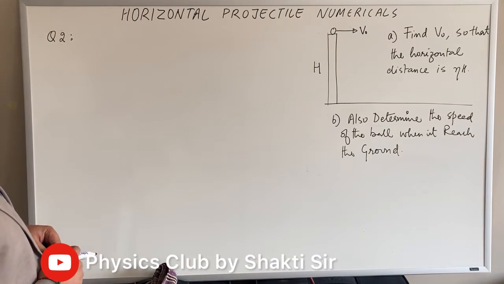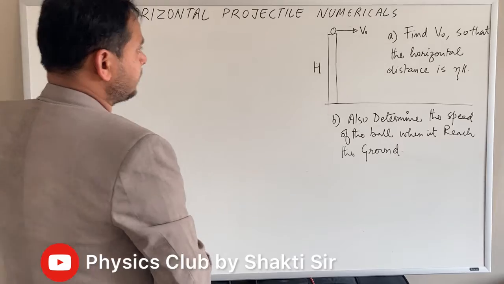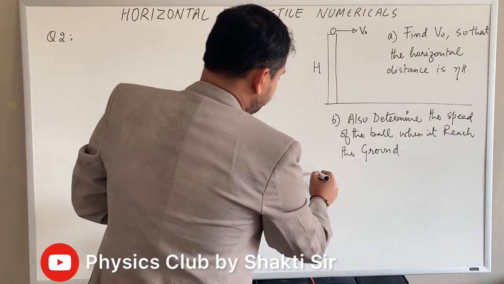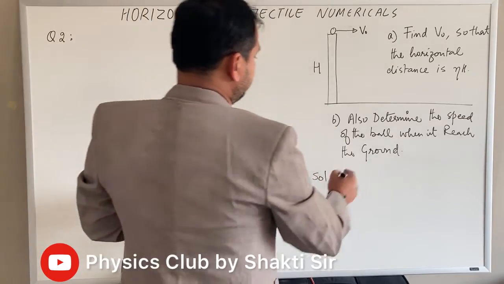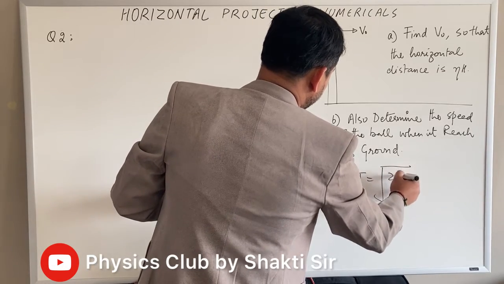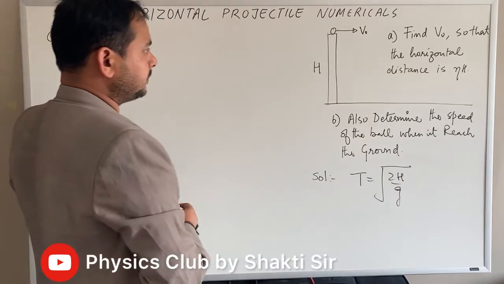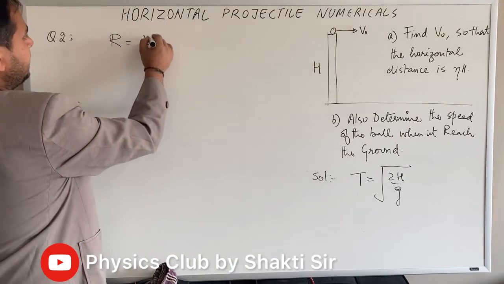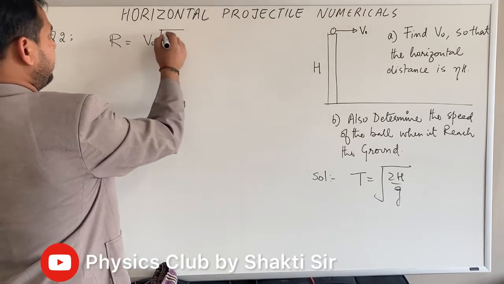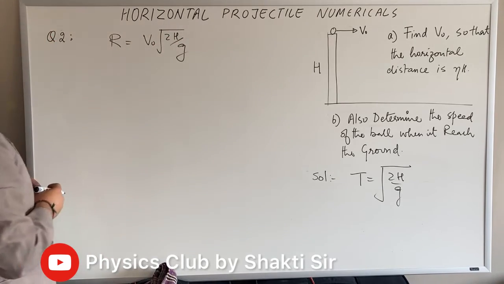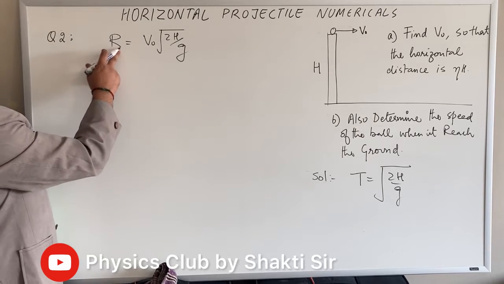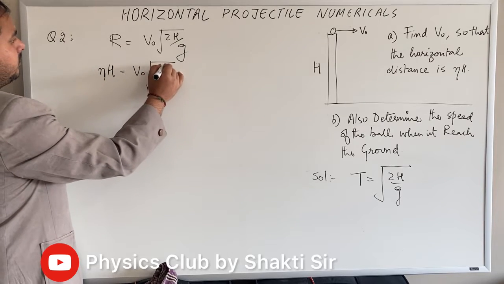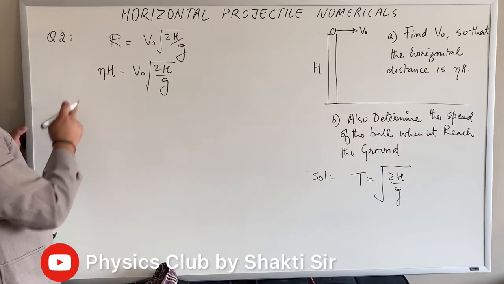Firstly, we need to find v naught so that the horizontal distance is eta times h. To calculate the horizontal distance, we first need to calculate how much time it will take to reach the ground. Time taken to reach the ground is very simple, equal to the square root of 2h upon g. The horizontal distance it will cover is equal to the initial horizontal speed multiplied by the time taken. According to the question the horizontal distance should be eta times h, equal to v naught times the root of 2h upon g. From this equation we can calculate the value of v naught.